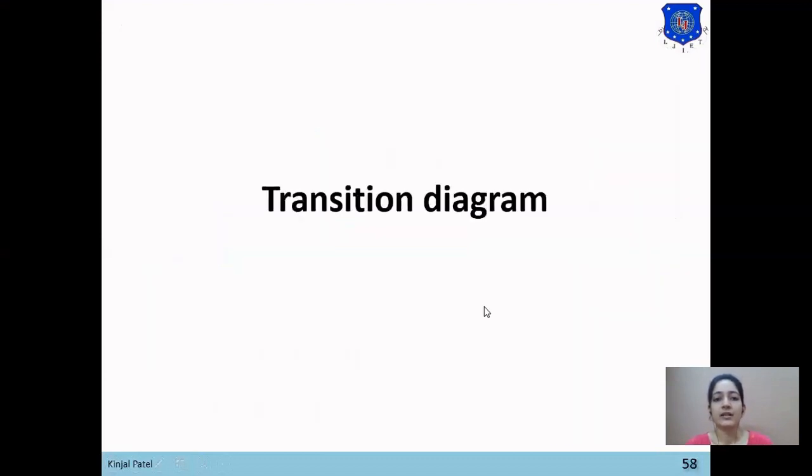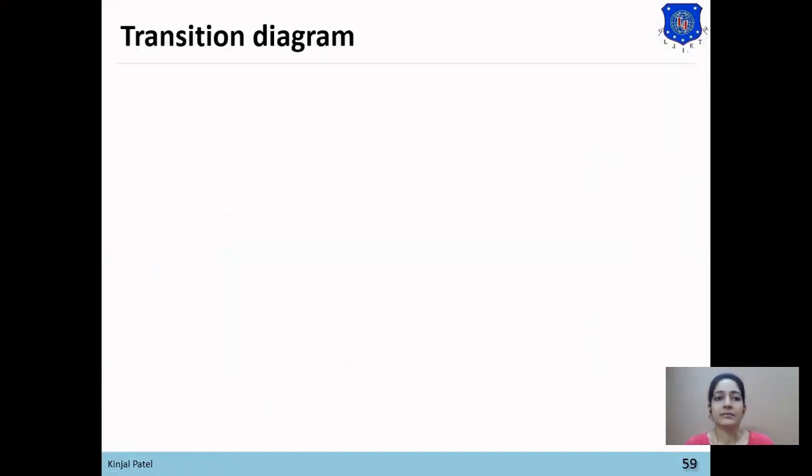Now the next topic is the transition diagram. A transition diagram is a flowchart or a graphical representation.